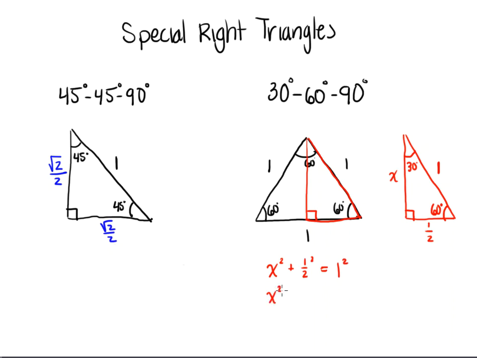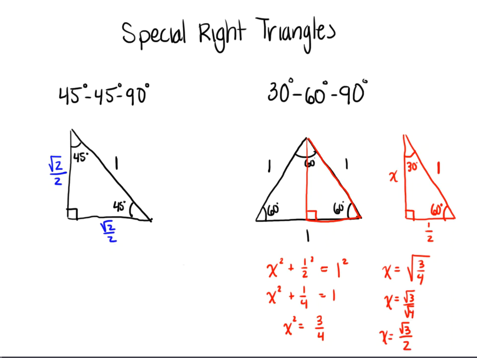So let's simplify this. X squared, 1/2 squared is 1/4. 1 squared is 1. If I subtract 1/4 from both sides, so 1 is really 4/4, and I subtract 1/4, I get x squared is equal to 3/4, right? 4/4 minus 1/4. And then I can take the square root of both sides, and I get the square root of 3/4, which we learned before is the same thing as the square root of 3 over the square root of 4. Can't do anything about the square root of 3, but I can do something about the square root of 4. So square root of 3 over square root of 4 is 2.